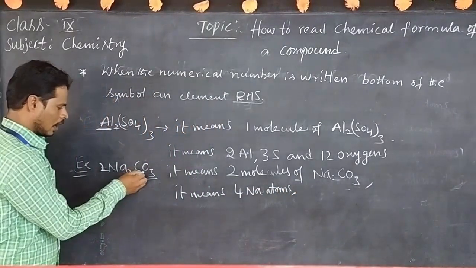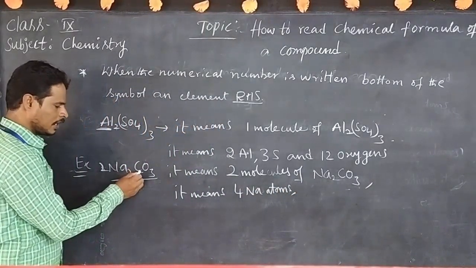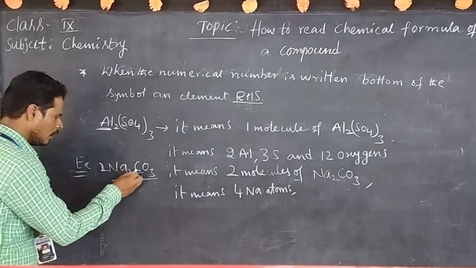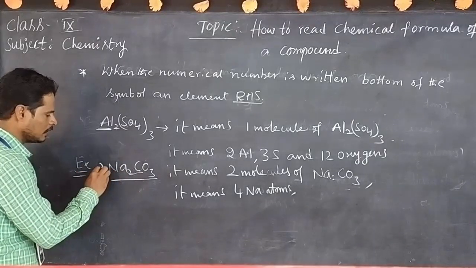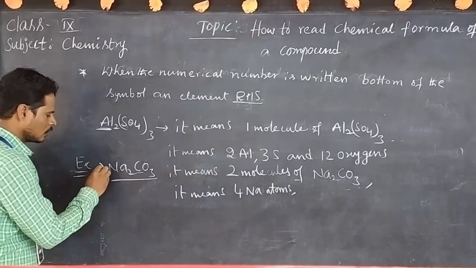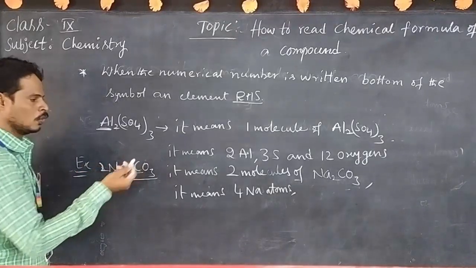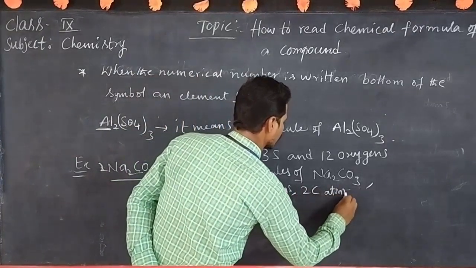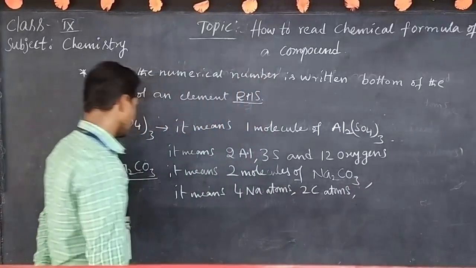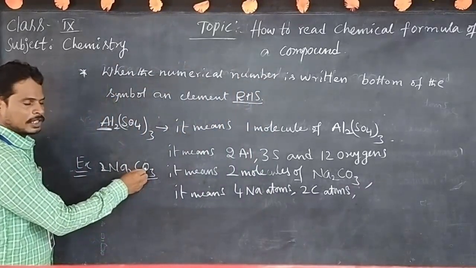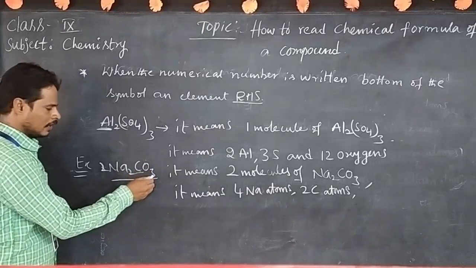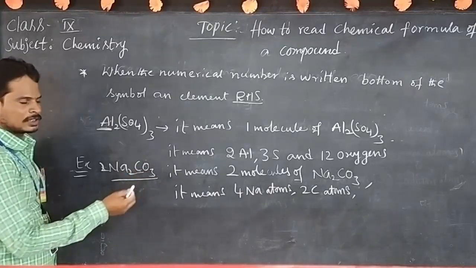Next, carbon. How much number is there here? There is no number. That's why we consider it as one carbon. But in front of carbon, how much number is there here? 2. So 2 into 1, 2 carbons. Next, here oxygen is there. On the right side of the oxygen, how much number is there? 3. So 3 into 1, 3 oxygens.